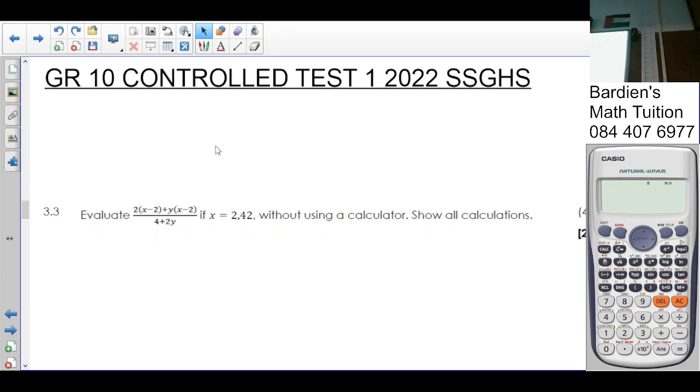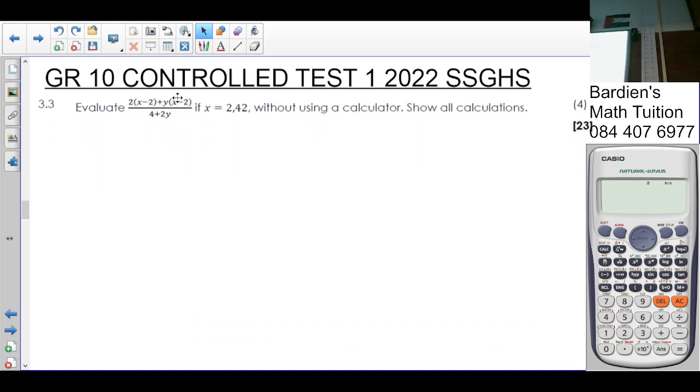The next one, question 3.3, says evaluate if x is equal to 2.42 without using a calculator. Show calculation. Okay, so here what you should have noticed is this looks very similar to algebraic fractions. So you say, okay, let's apply the algebraic fractions formula. If you're going to go and straight substitute, you're going to make life a bit harder for yourselves.